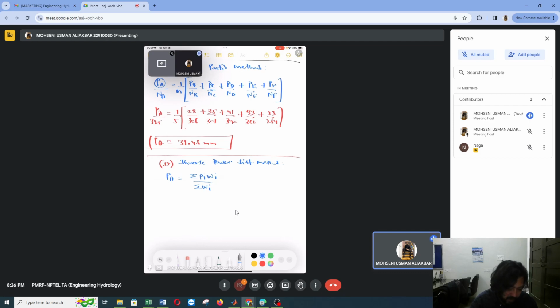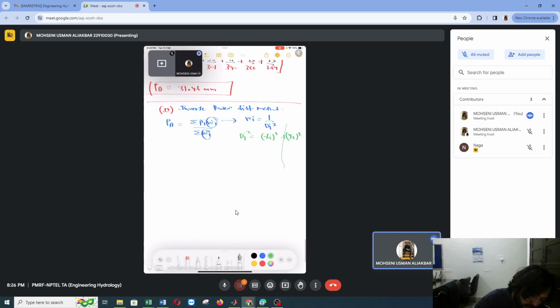And how are we going to calculate WI? The term WI for an individual rain gauge is 1 upon DI square, and DI square is XI square plus YI square, that is the resultant of your distance. So let us calculate DI for each individual rain gauge station whose values are known to us.